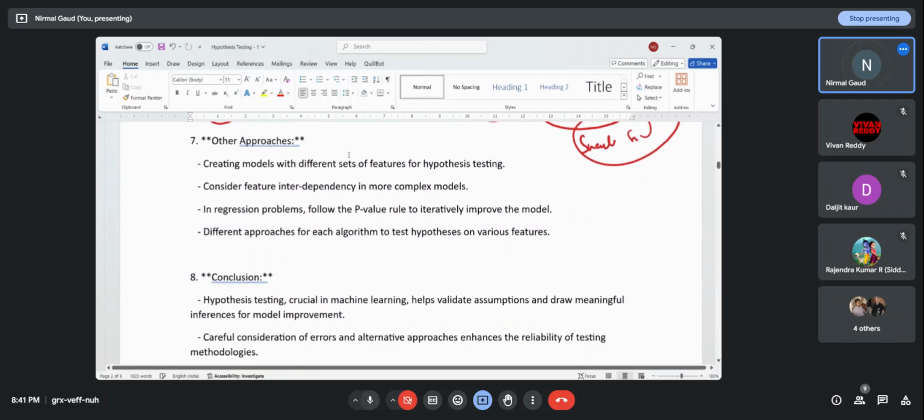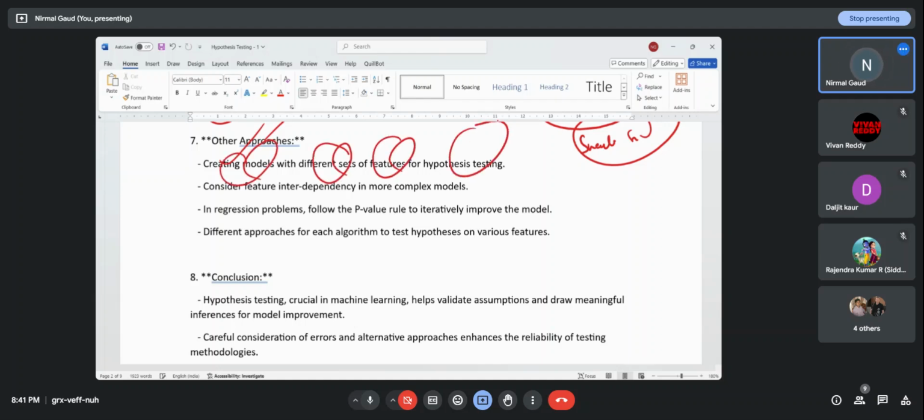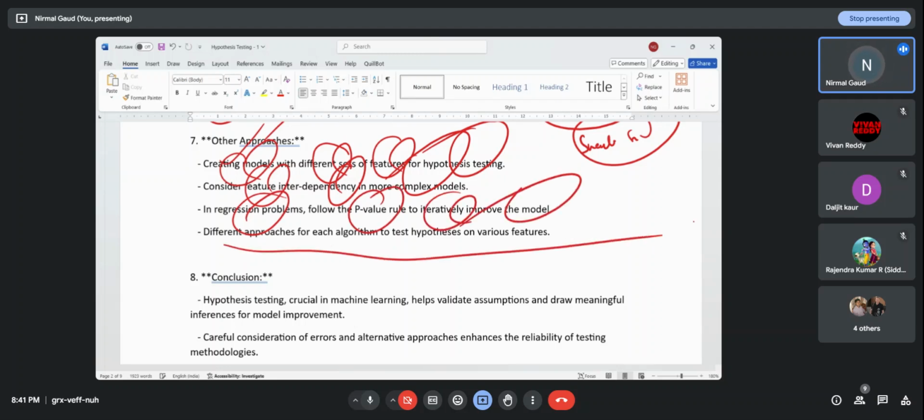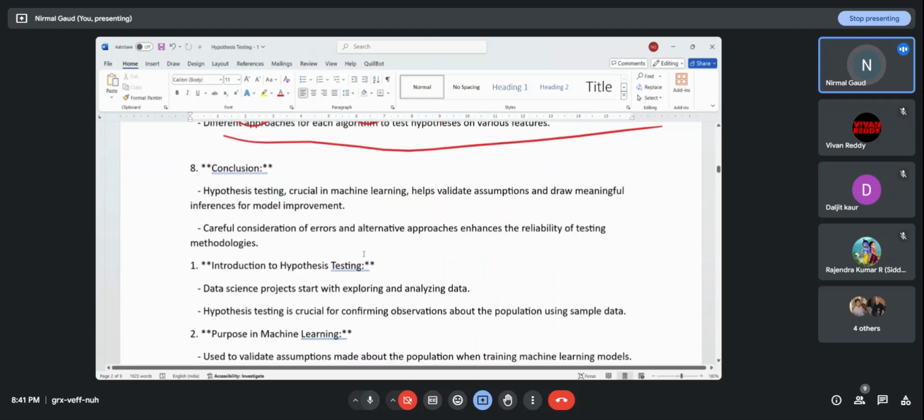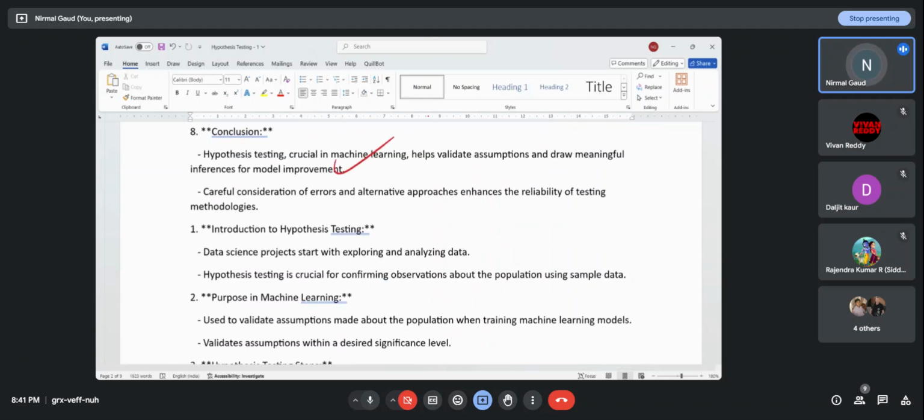There are certain other approaches also, like creating models with different sets of features for hypothesis testing. Consider feature interdependency. In a regression problem, we follow p-value and iteratively improve the model. Different approaches, different algorithms, different tests. It depends on what your problem statement is, what you want to do.